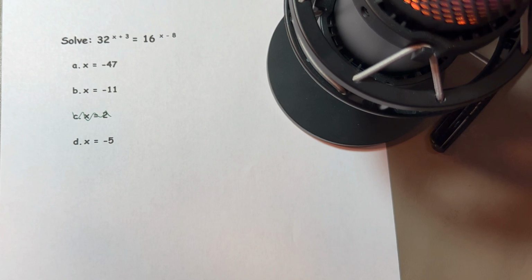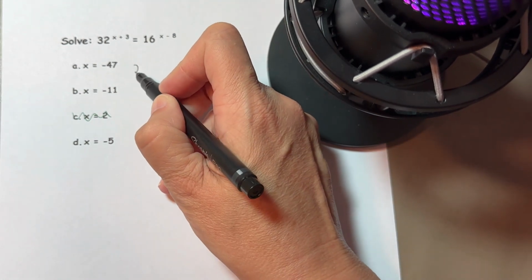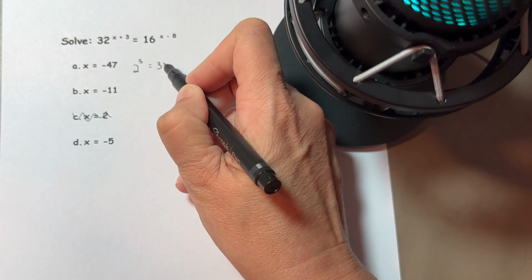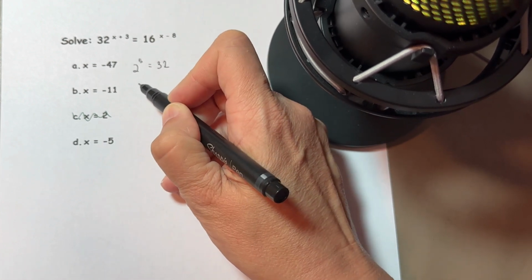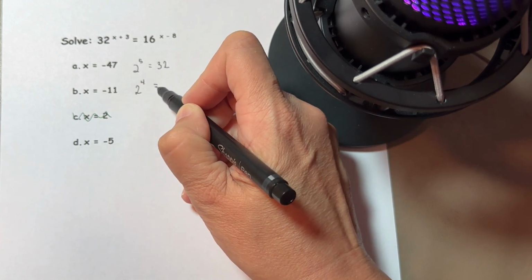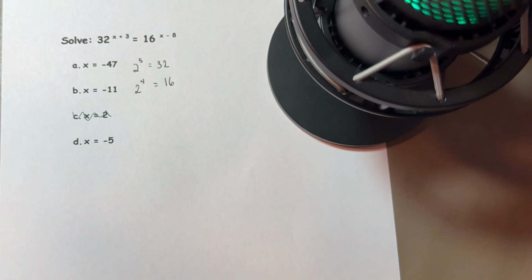All right, let's take a look here. I've got 32 and 16. I need to make those bases the same. And how am I going to do that? Well, I know that 2 to the 5th is 32. And I know that 2 to the 4th is 16. If I use those 2's for the bases, they'll be the same.